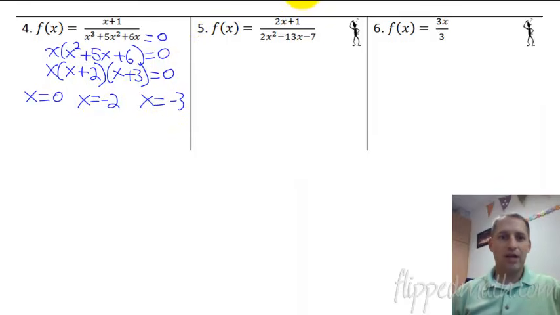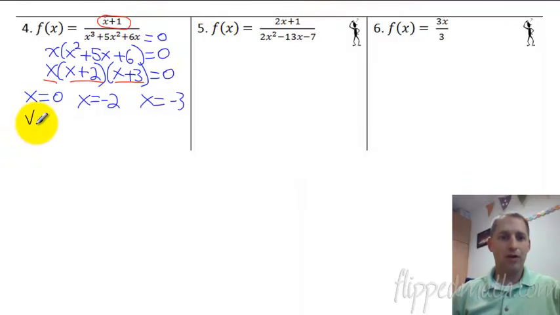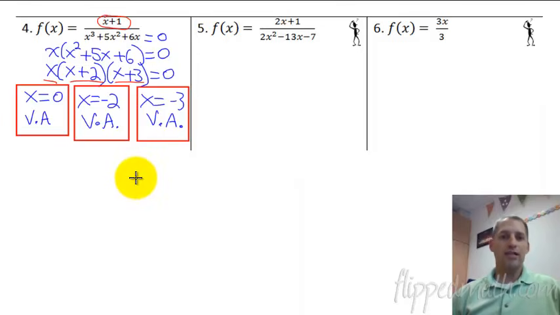Okay. Now we have to recognize, did anything cancel? Did any of these factors in the denominator cancel with anything in the numerator? No, it did not. Nothing cancels, and that means all of these are going to be vertical asymptotes. So we have a vertical asymptote at x equals 0, at x equals negative 2, and at x equals negative 3. And the nice thing for your teachers is when you show your work, if you box them together like that, we can quickly and easily see which discontinuity goes with which vertical asymptote on the graph.